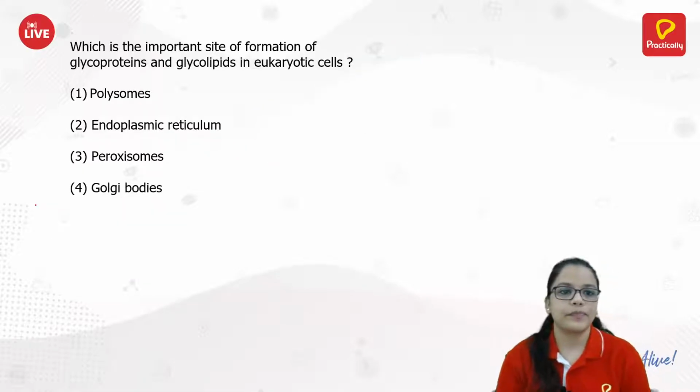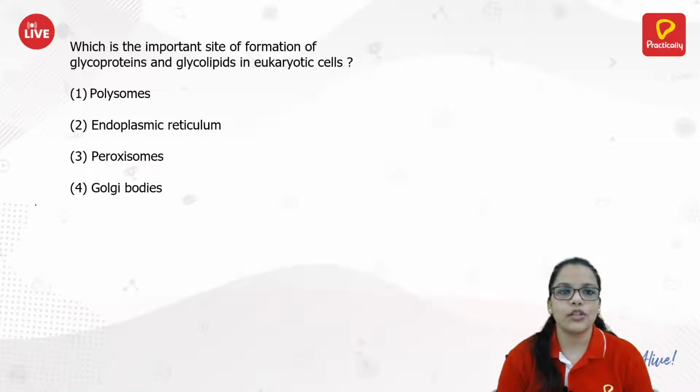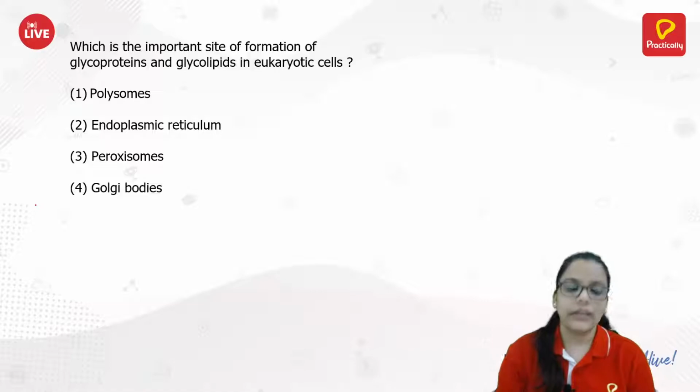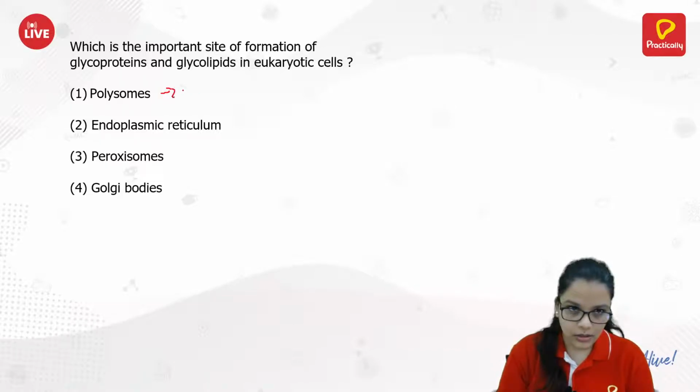Okay, next. Which is the more important site of formation of glycoproteins and glycolipids in eukaryotic cells? We'll consider it one by one. Polysomes, no, they do not produce these, they are used for some other purpose. Polysomes basically work in translation.